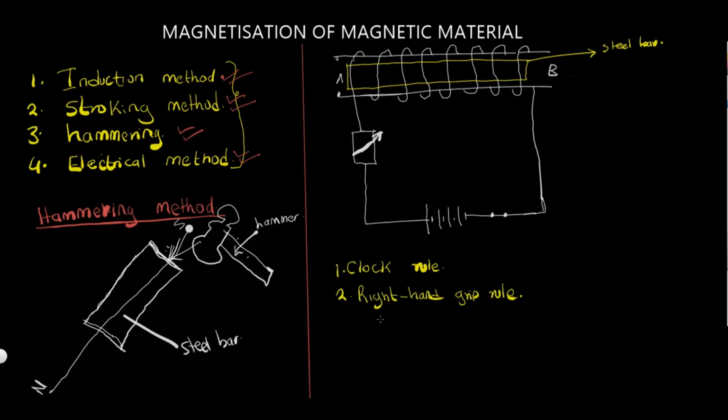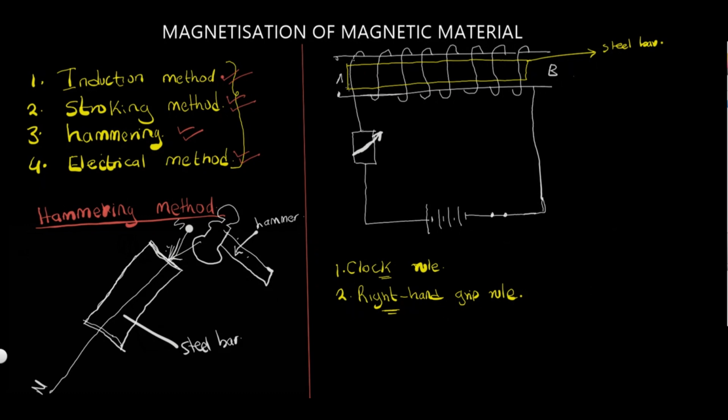In physics, make sure you take note of the hand that you're supposed to use. If it's the right hand, you're supposed to use the right hand. If it's the left hand, you're supposed to use the left hand. That is very important, because if you switch the hands, then you will get a different answer. It will be much easier if you use the clock rule, if you do not master the right hand grip rule. But if you master them both, then well and good.